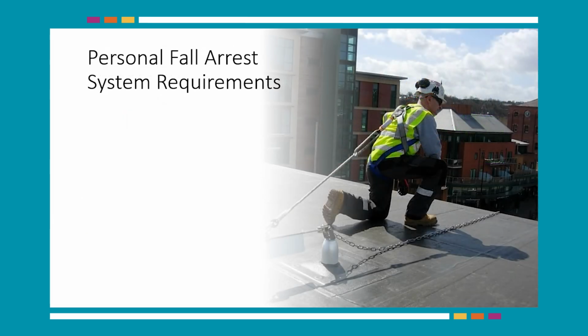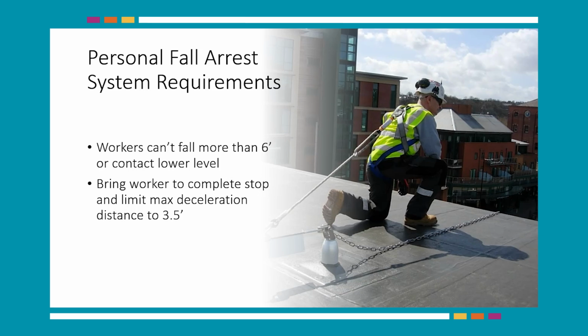Personal fall arrest systems should be set up so workers can neither free fall more than 6 feet nor make contact with a lower level. They should bring a worker to a complete stop and limit the maximum deceleration distance a worker travels to 3.5 feet. And they should be inspected prior to each use for wear, damage, and other deterioration.